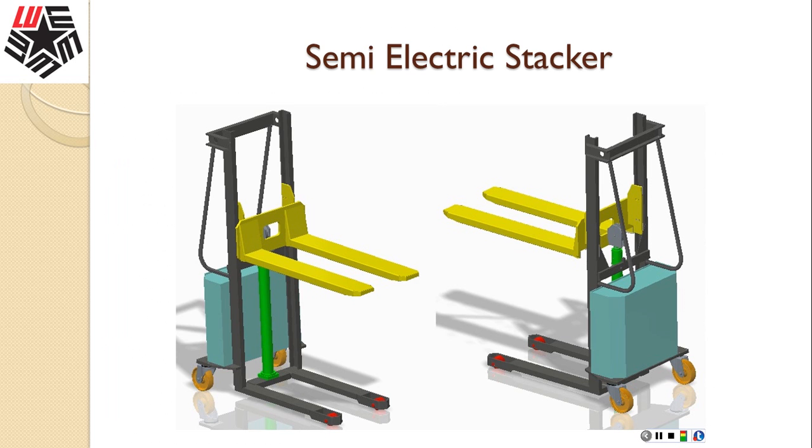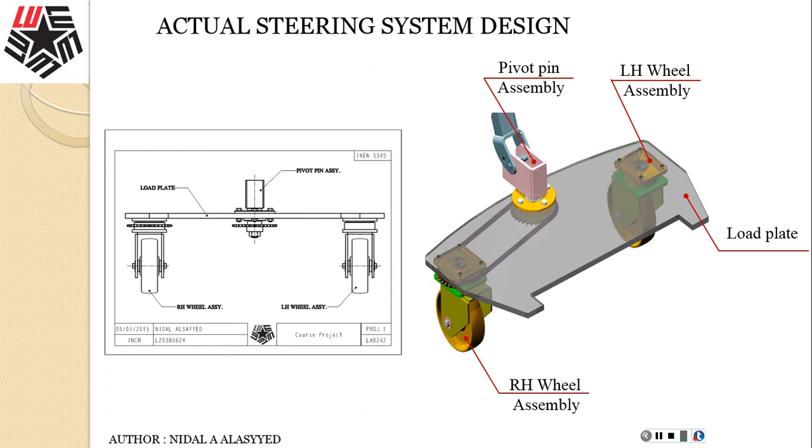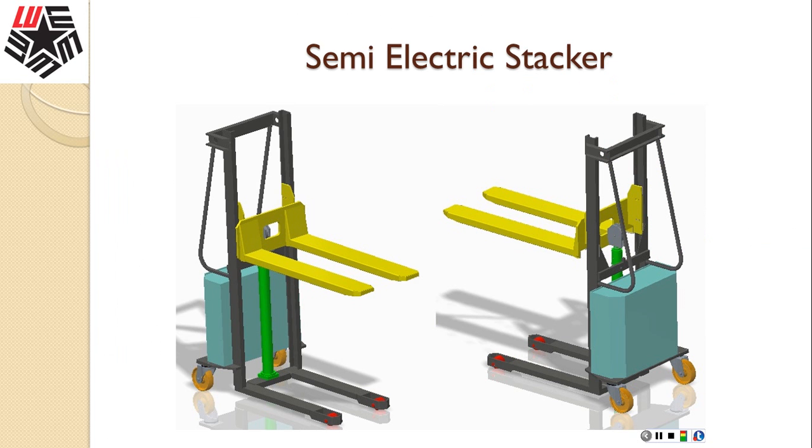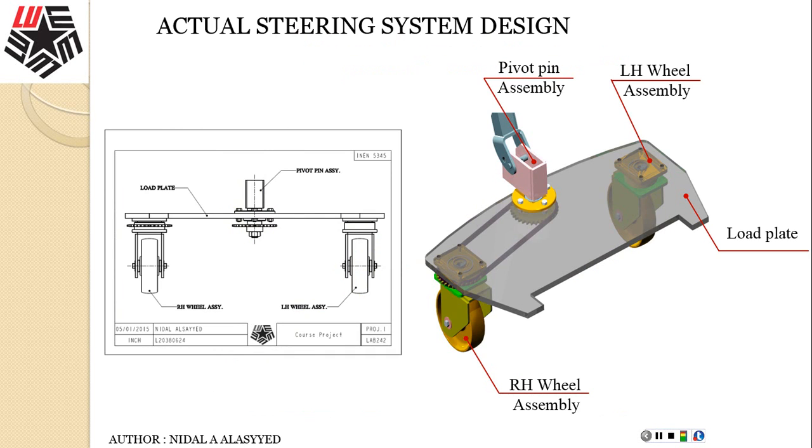This is the semi-electric stacker as we showed before. Our main focus in this project will be the steering system design, or the steering assembly. As you see, it's the lower part, exactly where the wheel is. Now we take a more clear look at this steering system. It consists of three main parts: the right wheel assembly, the pivot pin assembly, and the left wheel assembly.